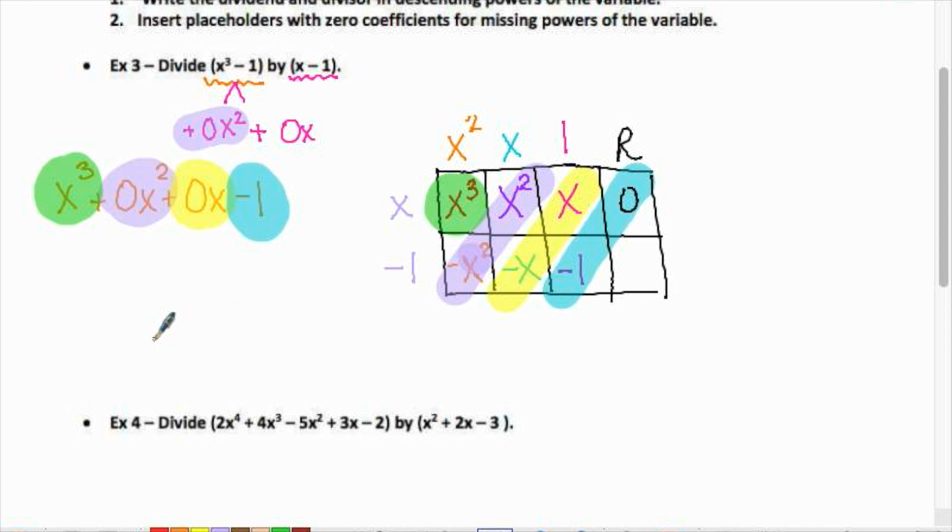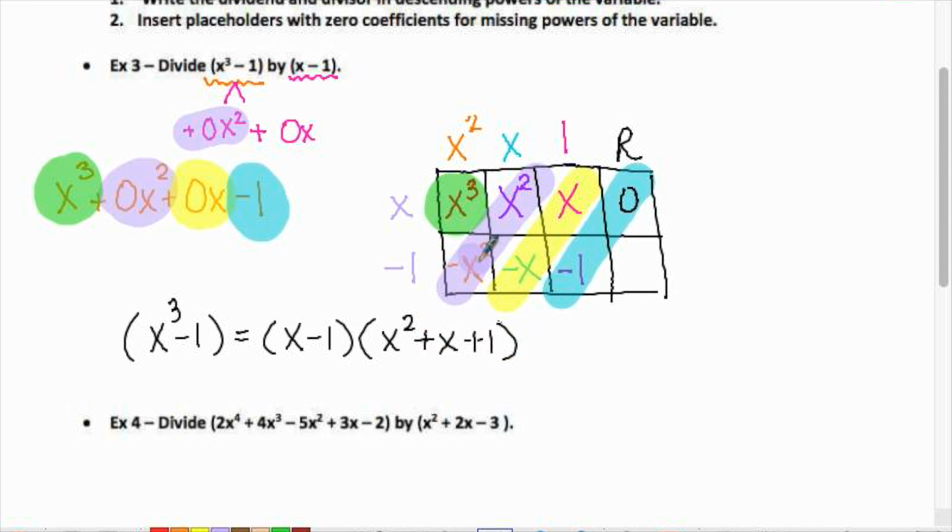So what we've been able to figure out is that x to the third minus 1 is equal to x minus 1 times x squared plus x plus 1. Or if you're talking about the division problem, x to the third minus 1 divided by x minus 1 is equal to x squared plus x plus 1. The remainder in this case is 0.